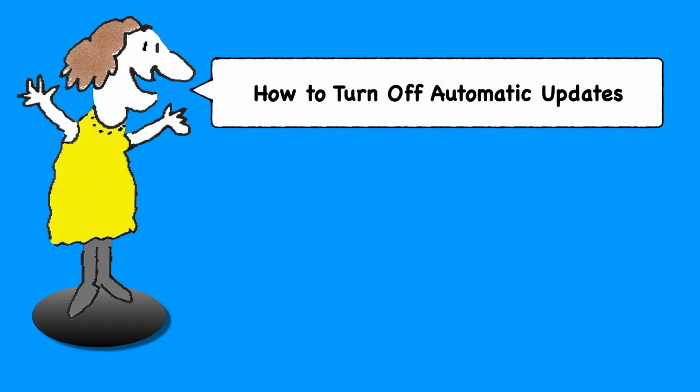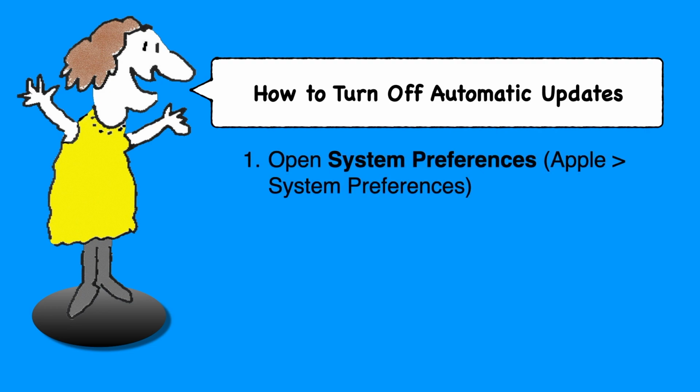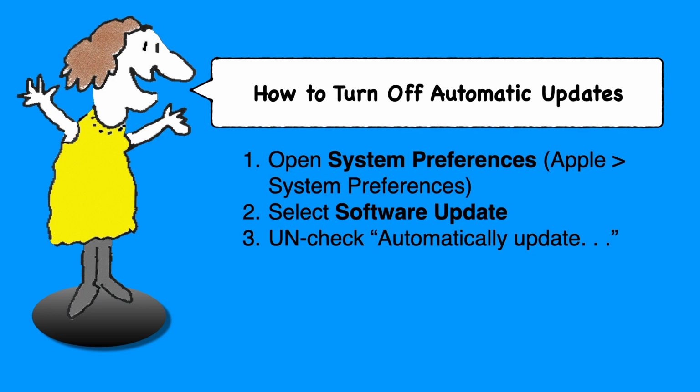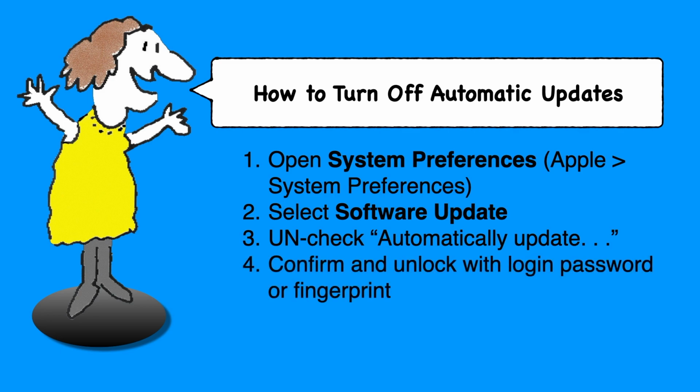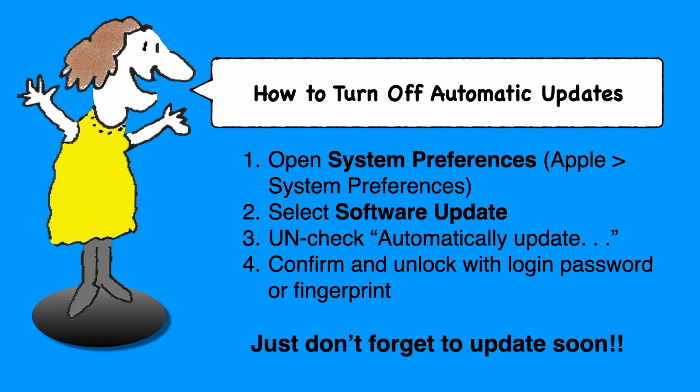Now that you've seen the steps, here's a quick recap so you have it all on one page. Open System Preferences, then Software Update, uncheck the box, confirm and unlock. But for your own protection, don't forget to install the updates sometime soon. That's all there is to it.